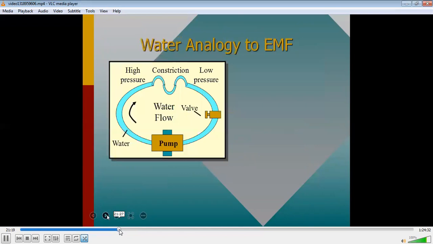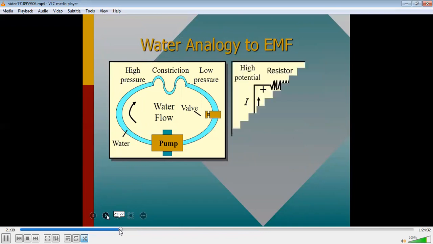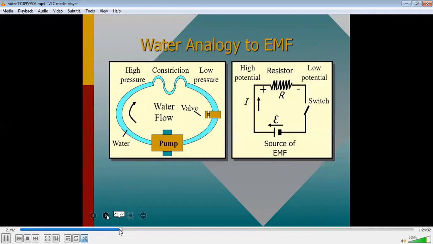So what is an analogy for EMF? Suppose there is a pump connected with a constriction. The left side will be at high pressure and the right side will be at low pressure. Water is coming from the pump, so there is high pressure, and there is a bulb on the right side, so there will be low pressure.